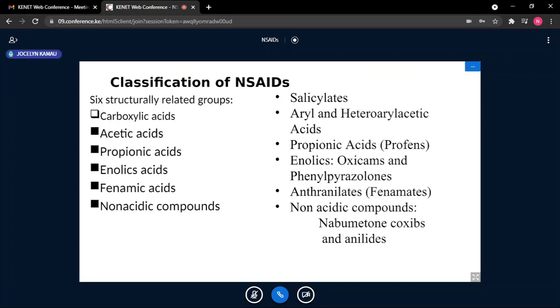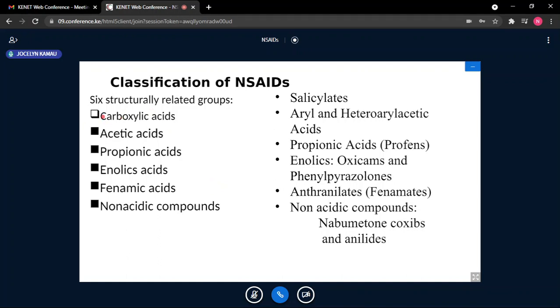Now we want to look at the classes. How many classes? We have about 6 of them. Classes of the non-steroidal anti-inflammatories, and we have mainly 6 structure-related groups. Some of them not really related, others closely related.